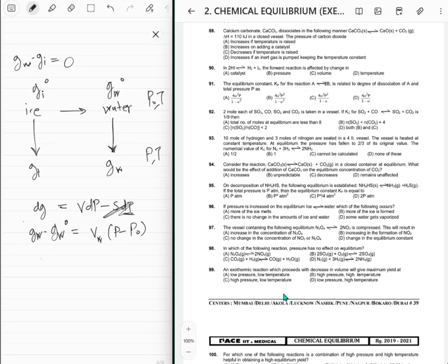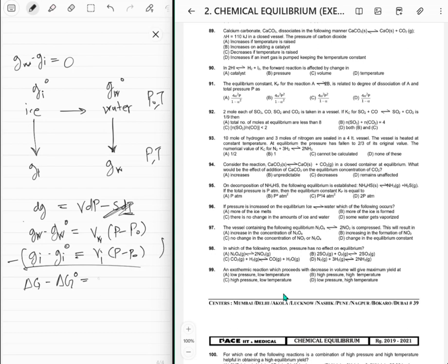And similarly for ice, it will be G ice minus G ice standard, whatever that standard condition was, equals the molar volume of ice times P minus P naught. And that means when you subtract these two equations, you have GW minus GI, which is just delta G minus delta G standard.